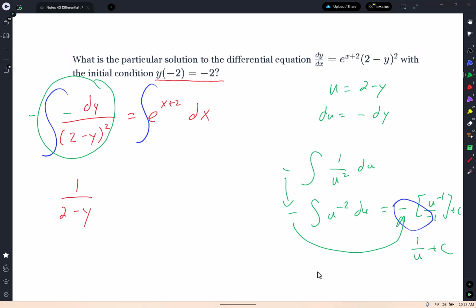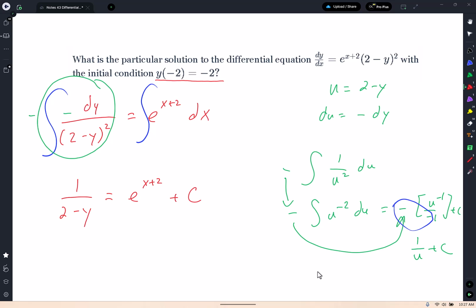Add 1, divide by the number. Add 1. Antiderivatives. Okay. All right, here we go. Equals e to the x plus 2 plus c. Antiderivative of e to the x is e to the x. So antiderivative of e to the x plus 2 is e to the x plus 2.